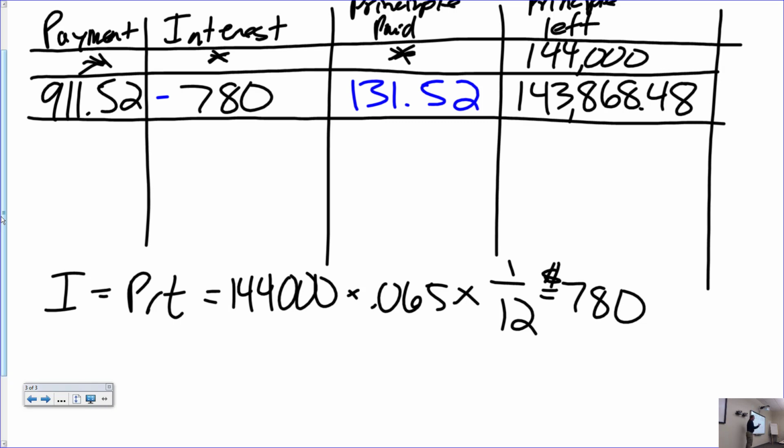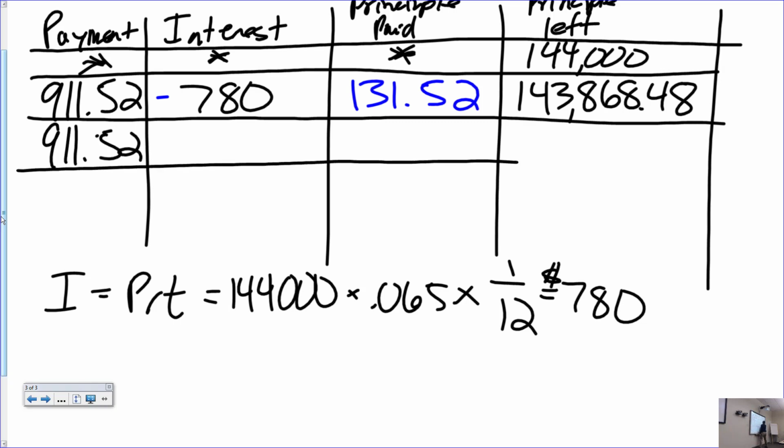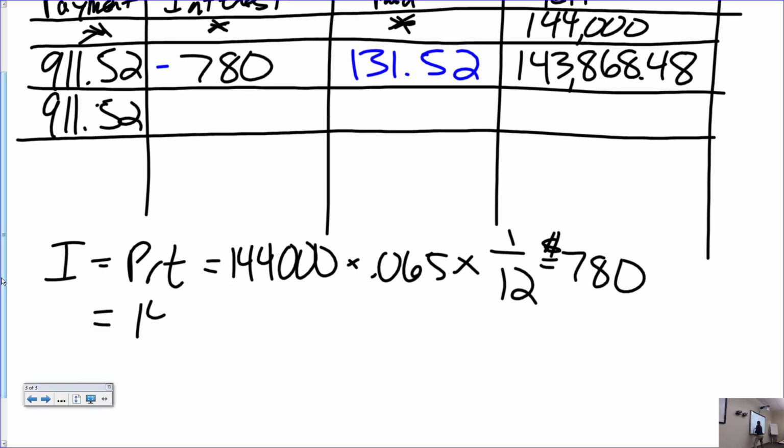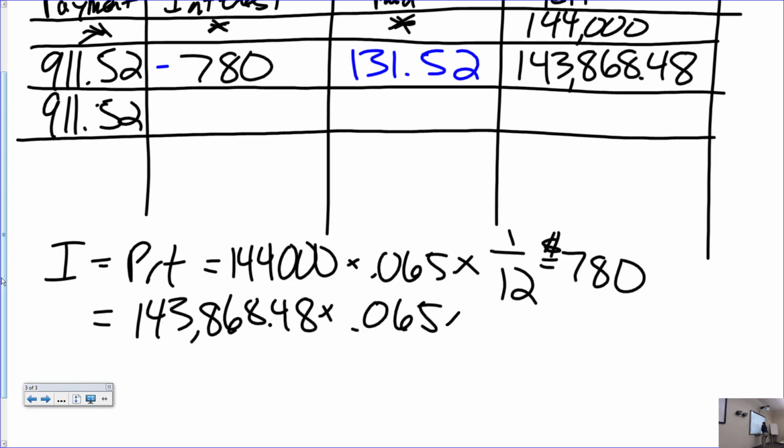I don't know. So how much do we pay next month? $911.52. How do we compute interest? PRT, except use the new P, just like we did back in chapter 10. Anytime we made an early payment, we would reduce the principal and then start using the new principal. Same thing here. So instead of $144,000, right now we're only borrowing $143,868.48 times 0.065 times 1/12.